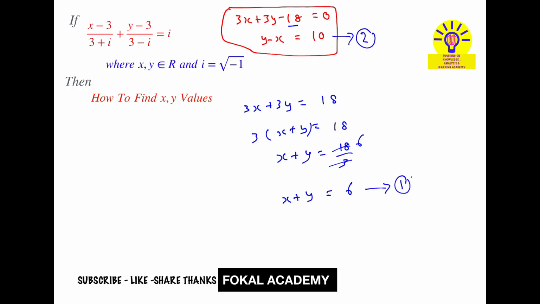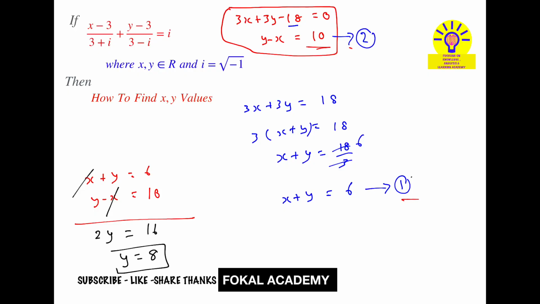Now add these two equations. That is x plus y equal to 6, this is equation 1. Next equation is y minus x equal to 10. Now add these two equations. Here on the left hand side the x's cancel, means x minus x is nothing but 0. Next y plus y is 2y. So 2y equal to 10 plus 6, 16. So from this we get y equal to 8.